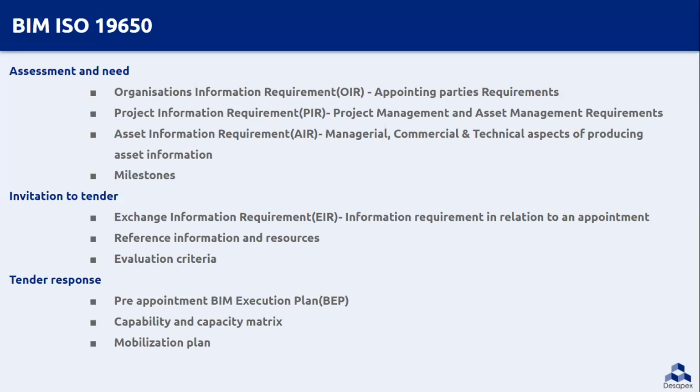At the invitation of tender stage, the EIR document is established. It is a combination of operational information requirement, project information requirement, and asset information requirement. So this is made into a single document which is used for tendering. Some reference document from the previous project which translates the requirement of a client is being shared with the lead appointed party. So this supports tender responses and reduces duplication of effort and gives references of drawings and families what the client is expecting.